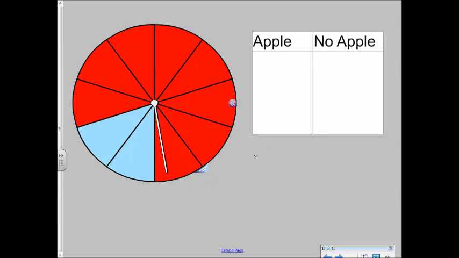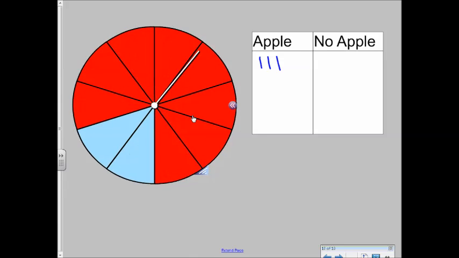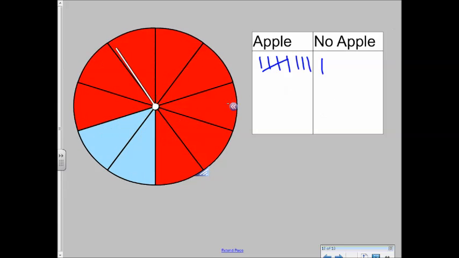My favorite is spinner. Here I have a spinner with 8 sections that are red and 2 sections that are blue. If we land on a red section, Mom packed us an apple. If we land on a blue section, Mom didn't pack us an apple. And we should run it 10 times because we're looking at 10 days. And those are our results.